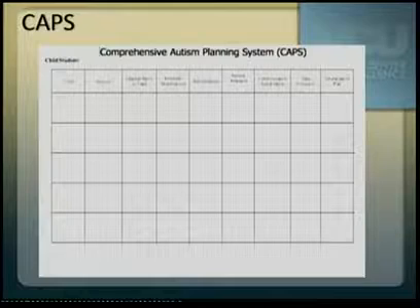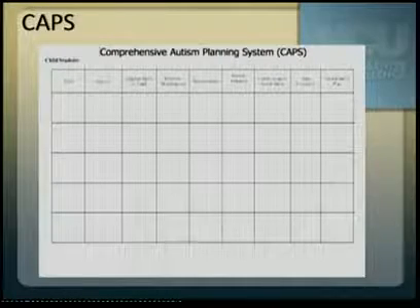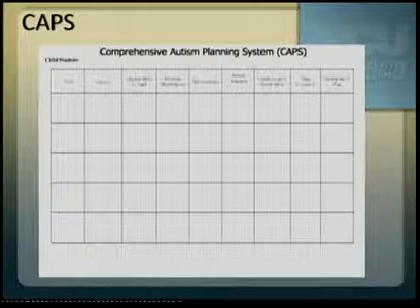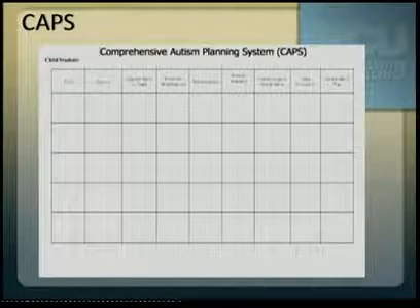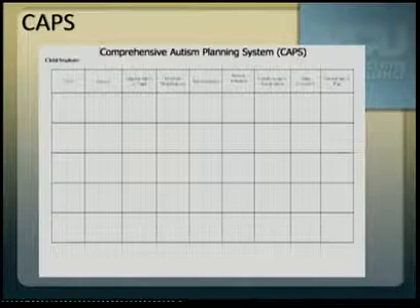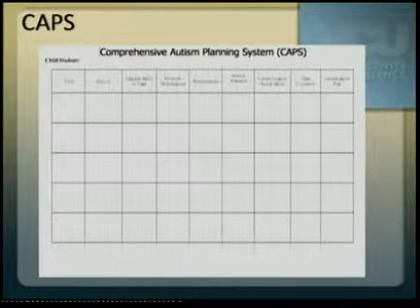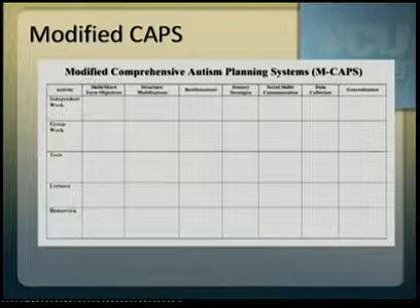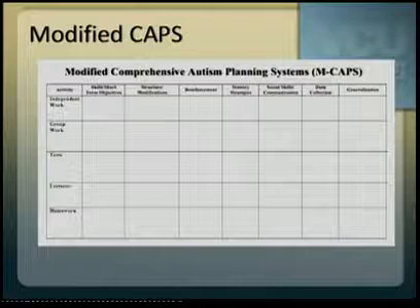So again, as we go through this process, I want you to go through this general CAPS form with you. We'll have this online and available so that you can download it, print it at your leisure. Let me know if you modify it and find a better way of doing it. We have made some modifications to CAPS in different ways. Here's a modified Comprehensive Autism Planning System. We call it the MCAPS.